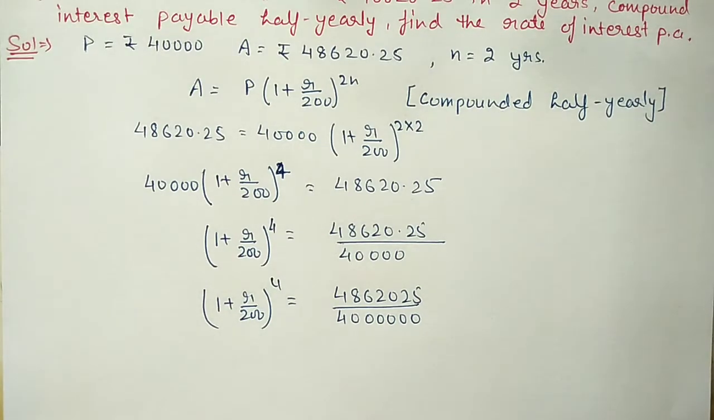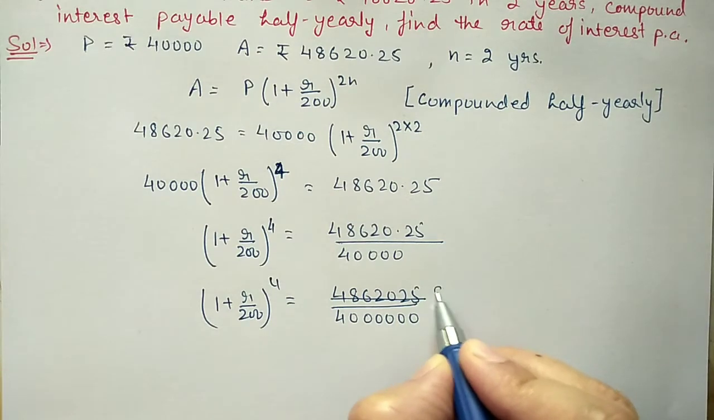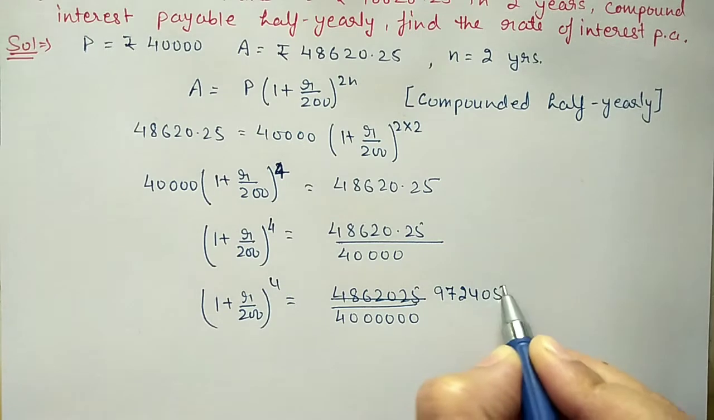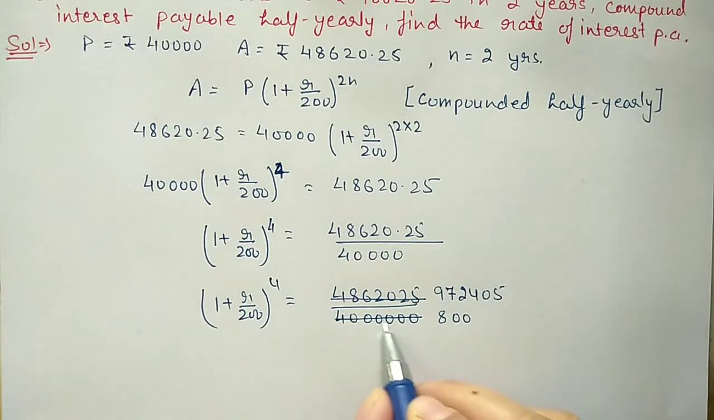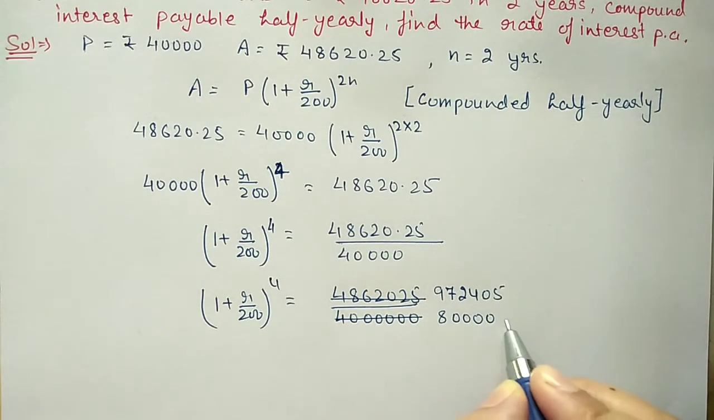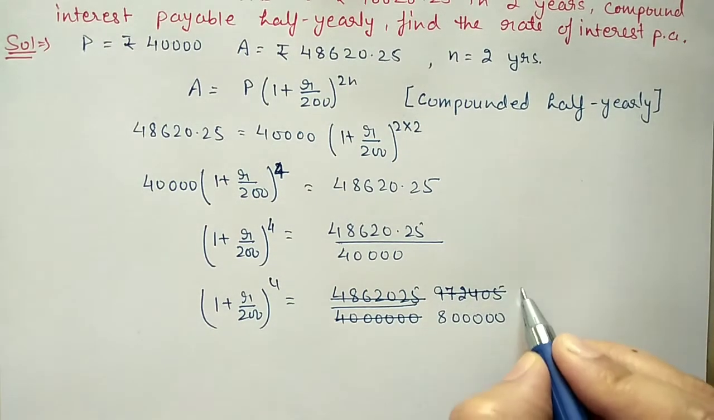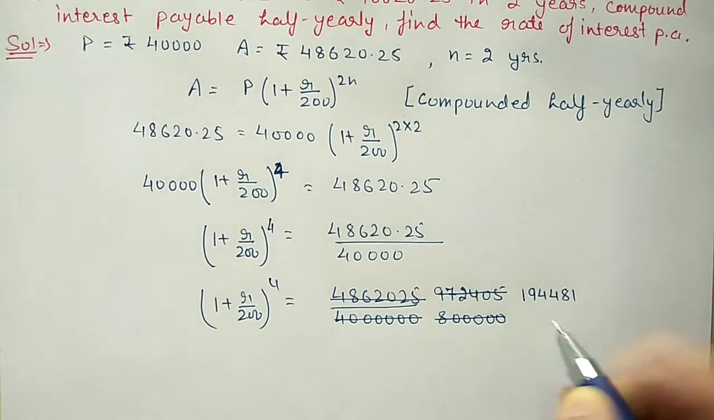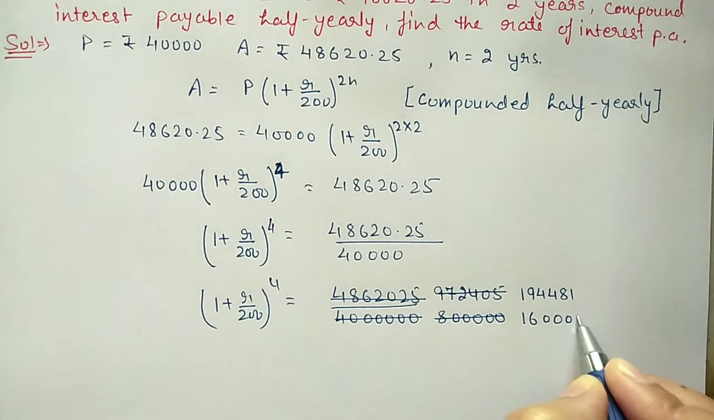After this, first we will do the cancellation with the 5 table. In the denominator it will go 8 times, then 5 zeros will come. Again we can cancel with the 5 table. In the numerator 1 9 4 4 8 1 it will go. In the denominator it will go 16 and 4 zeros.